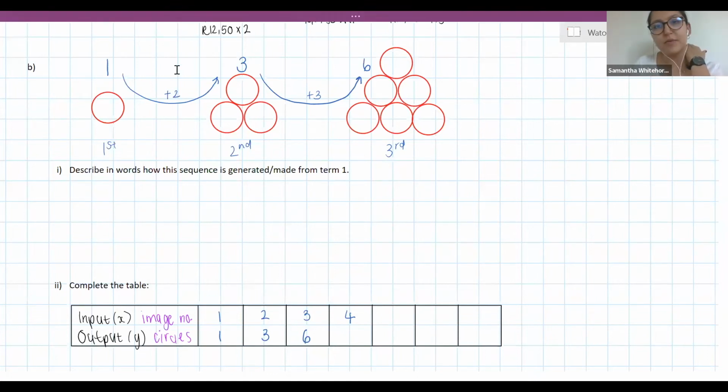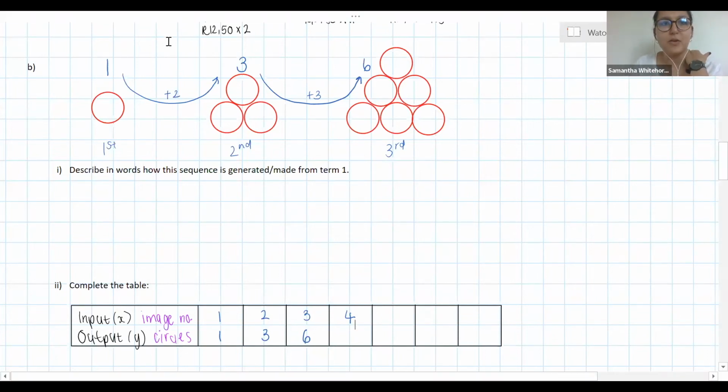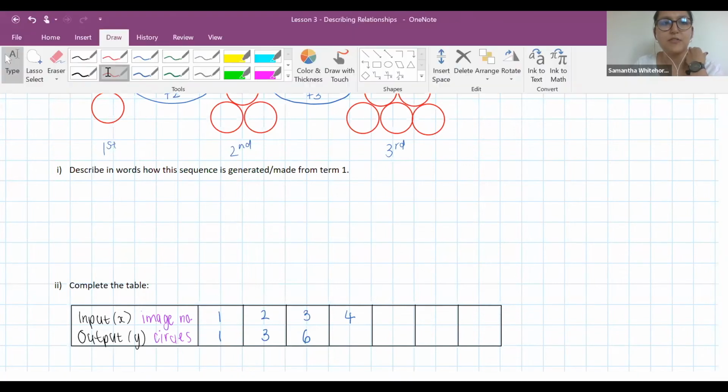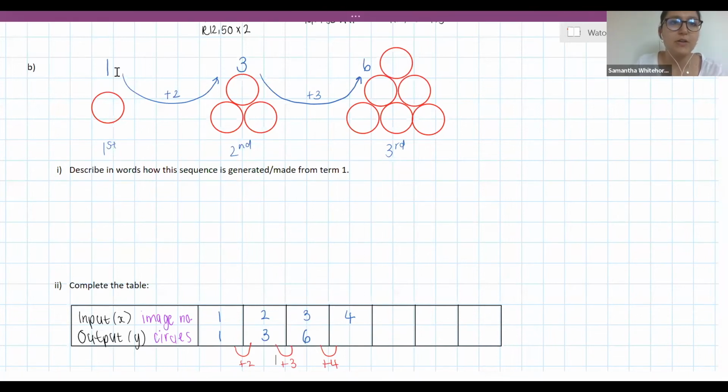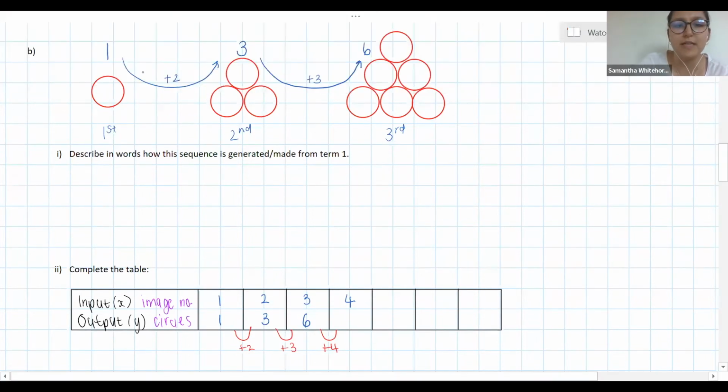So guys, remember the pattern we had identified was that each time I add an extra 1. So this was +2, this was +3, and so exactly the next one, I have to add 4. And so as Tracy's told us, our next image is going to have 10 circles. Well done, everyone. Right, who wants to tell me how many circles image 5 is going to have?